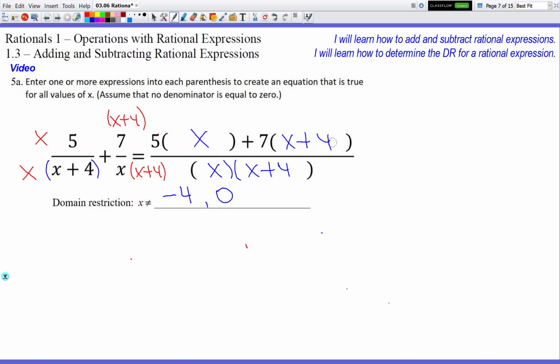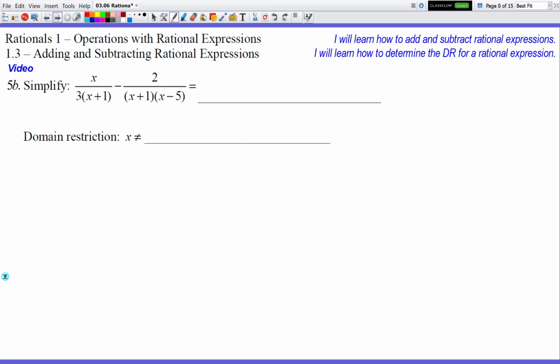If this is a regular problem like we're going to do in letter B, you would continue from here on out and see what happens. But that's not going to be what we have to do in problem 5A. Okay, all right. So 5B is pretty much exactly like 5A, except we don't just fill in the blanks. We're going to actually finish up the problem and simplify it.